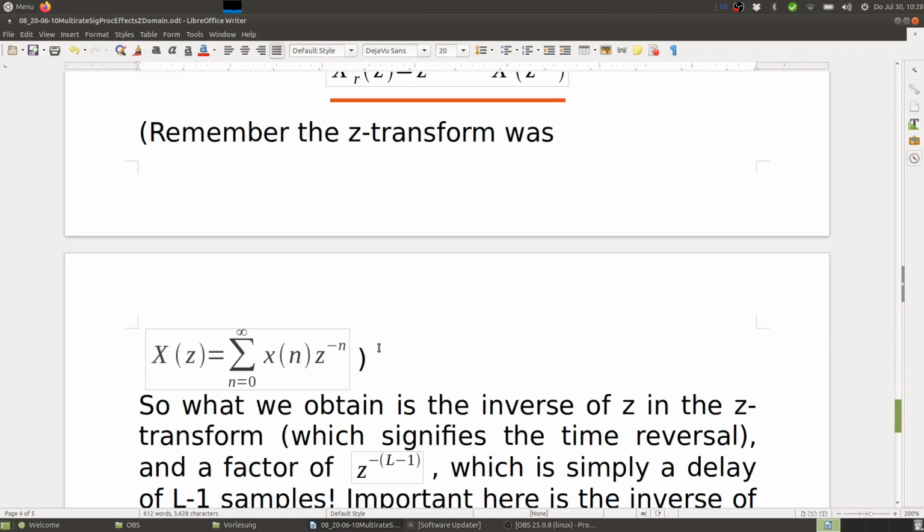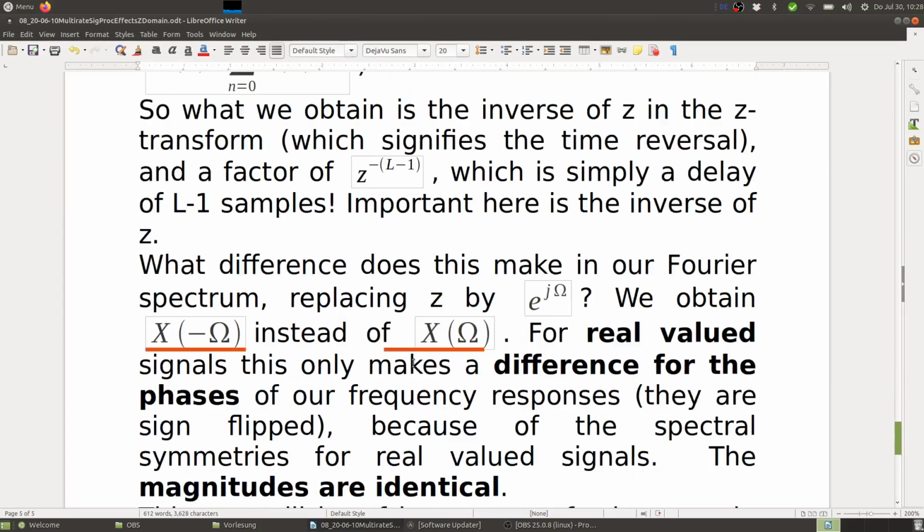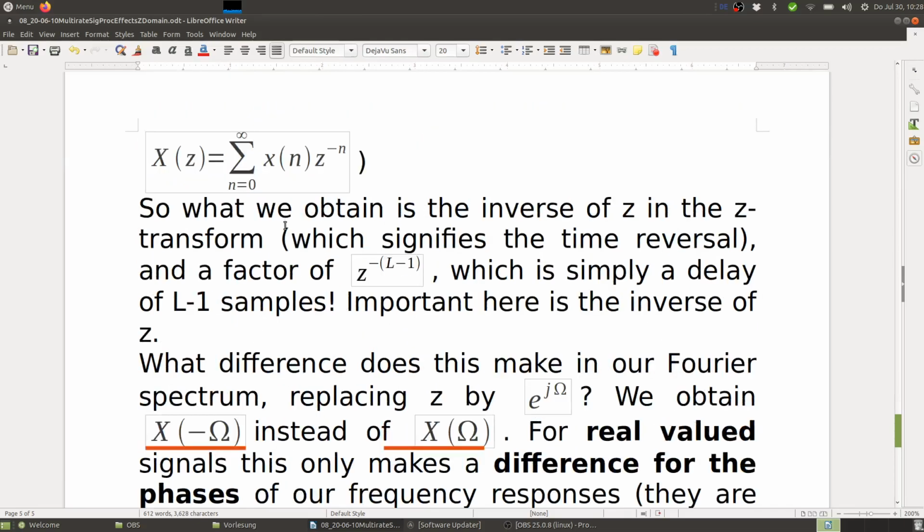Yeah. So remember, this was the Z-transform. In this way we have the connection between the Z-transform of our signal and the Z-transform of our flipped signal. So what we obtain is the inverse of the z in the Z-transform, which signifies the time reversal, and this factor of z to the minus (L minus 1), which is simply a delay of L minus 1 samples. Important here is the inverse of z.